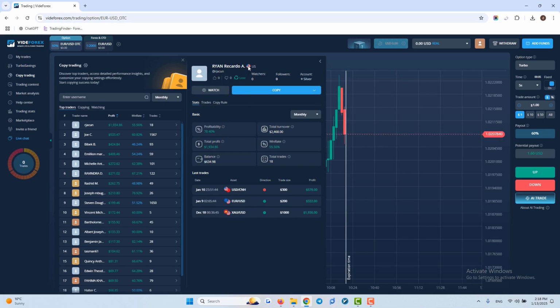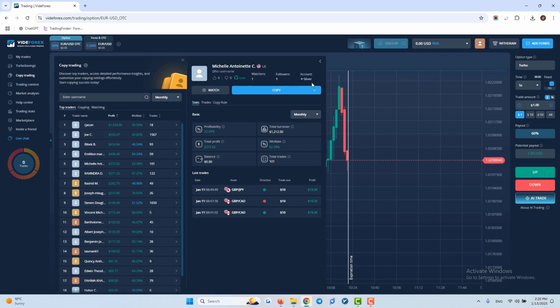In the first section, the number of people who are viewing this trader is displayed, and in the second section, the number of people who are copying this person's trades is shown. Additionally, in this section, you can see the account level along with more information such as the trader's profit level, profit in dollars, balance, total turnover, win rate, and the number of trades. You can also see the latest trades that this person has made at the bottom.